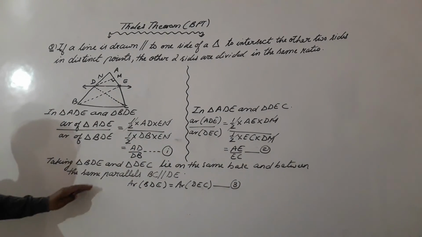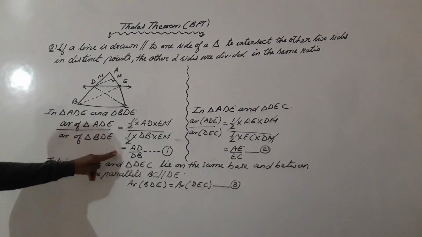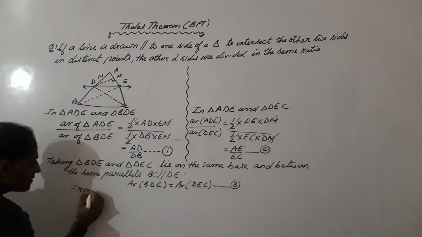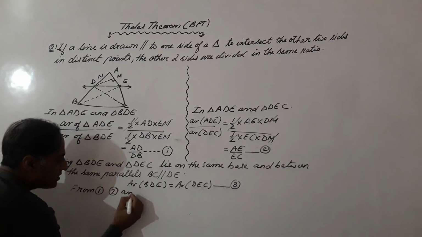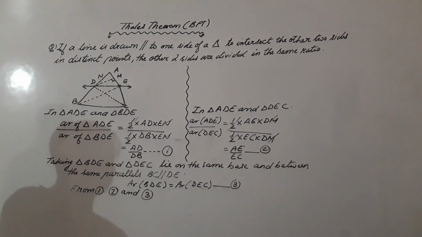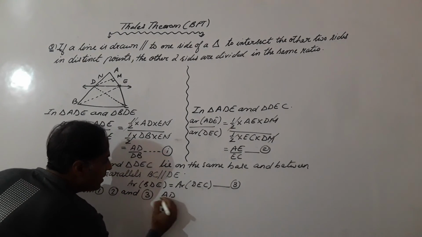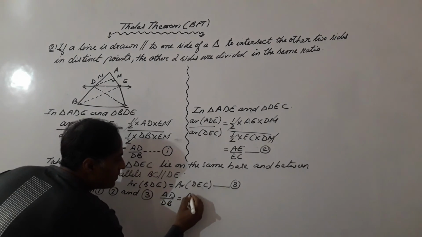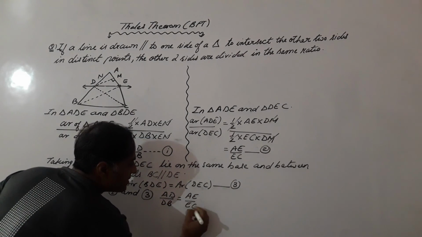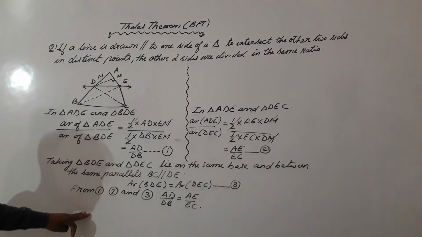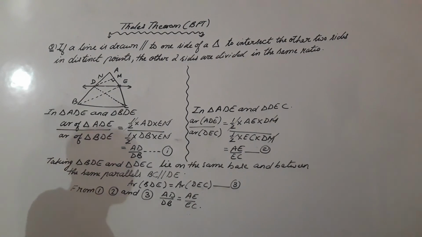So finally, in the last line I will write from 1, 2 and 3, from the values I have obtained, I can say that the value which I got in the first one, AD upon DB, is equal to AE upon EC. And this is the end of the Thales theorem, or basic proportionality theorem. If you want the ratio of the other values, you can add plus 1 on both sides here and get the other values. Thank you.